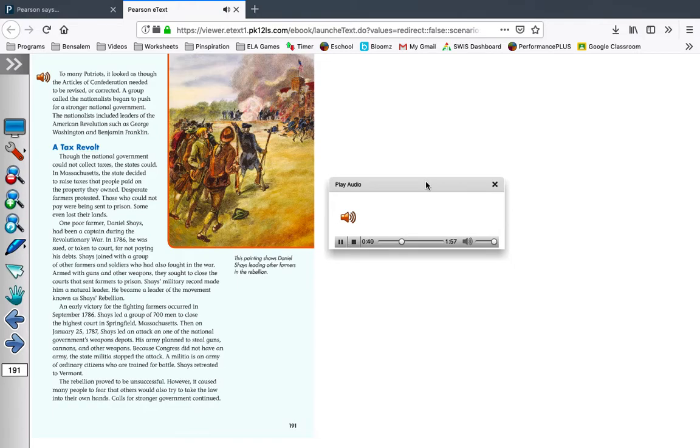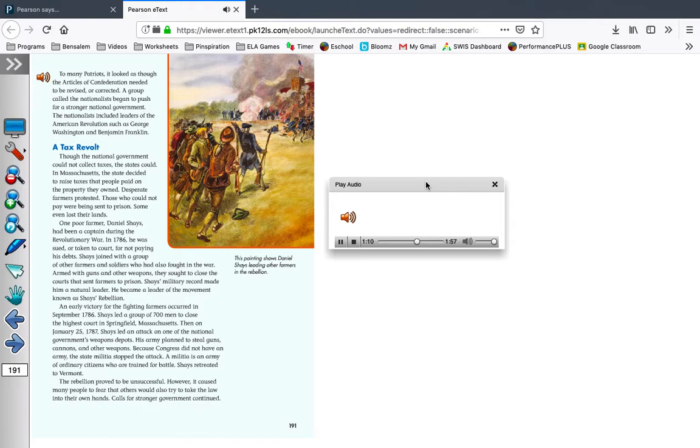One poor farmer, Daniel Shays, had been a captain during the Revolutionary War. In 1786, he was sued or taken to court for not paying his debts. Shays joined with a group of other farmers and soldiers who had also fought in the war. Armed with guns and other weapons, they sought to close the courts that sent farmers to prison. Shays' military record made him a natural leader. He became a leader of the movement known as Shays' Rebellion.